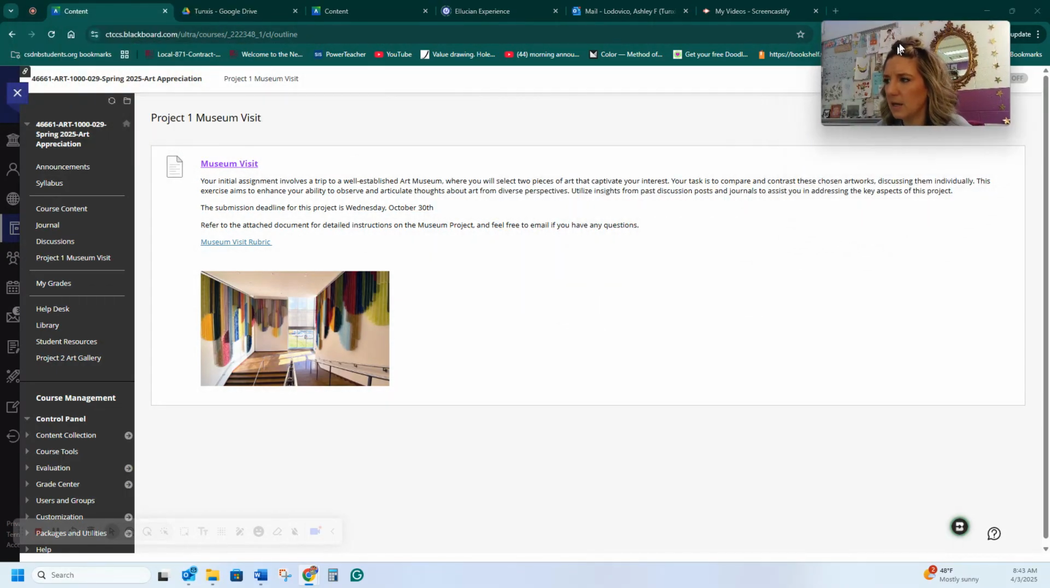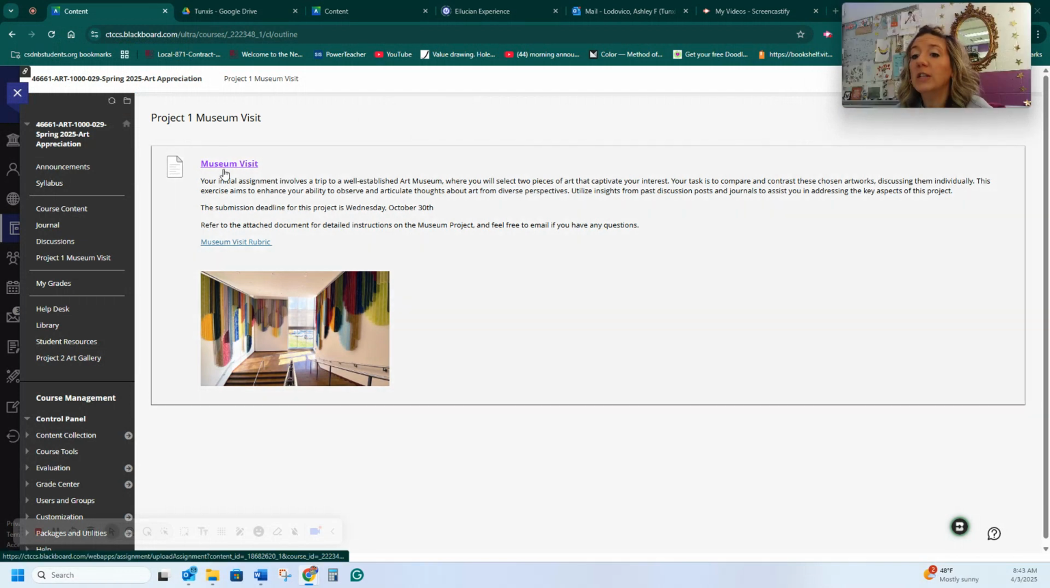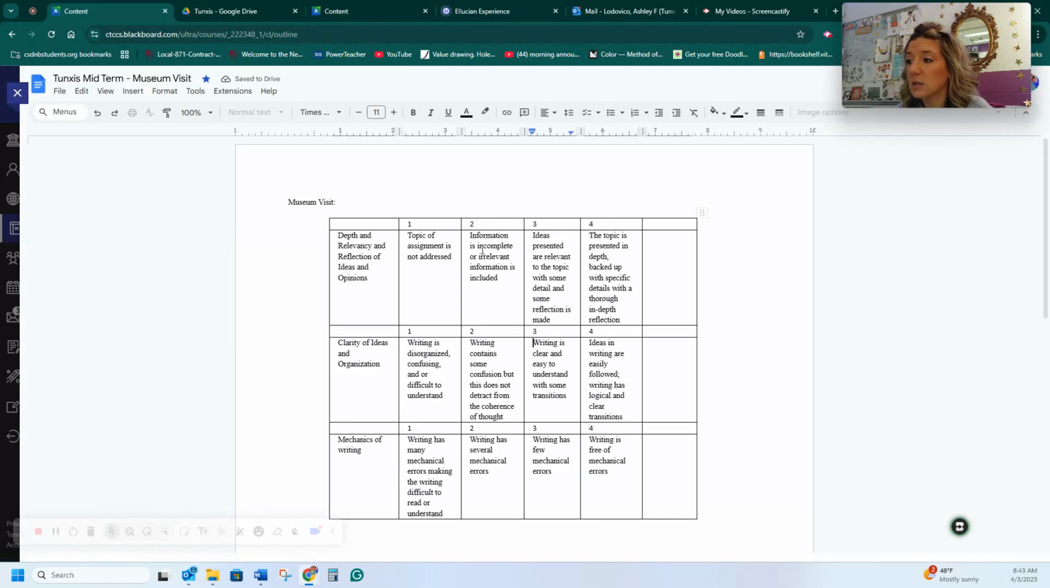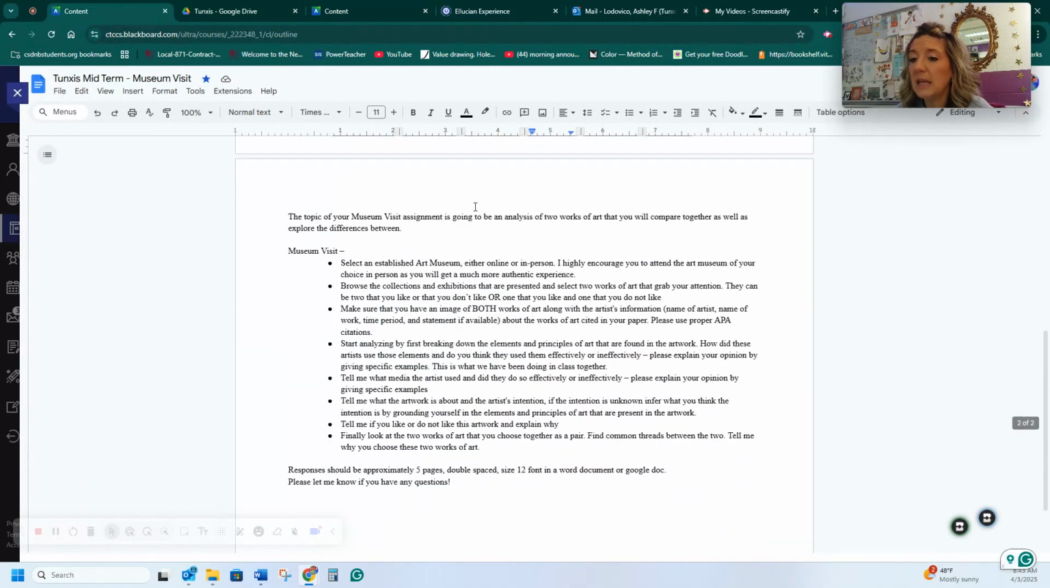So with that being said, I'm going to move myself over here. Let's jump into the museum visit rubric. So what I'm going to have you do is you're going to get to this established art museum. Here is what your paper is going to be asking you to do, and that's what you're going to be doing, you're going to be writing a paper. So you're going to select an established art museum, either online or in person. You're going to browse the collections and exhibitions that are presented.